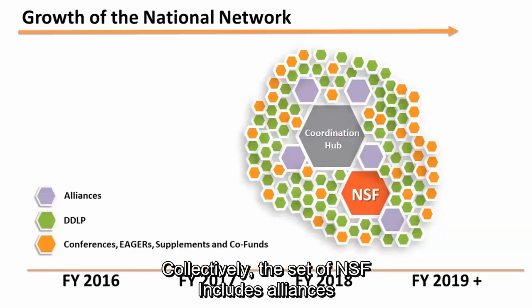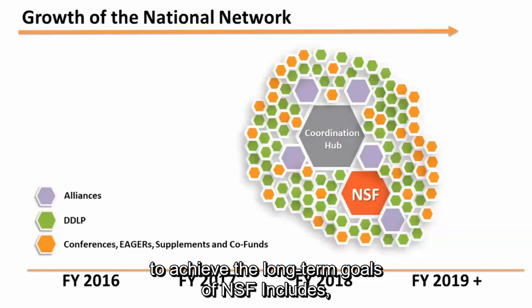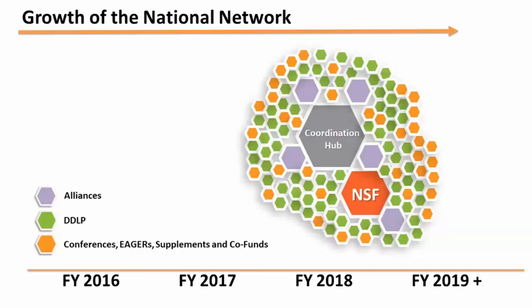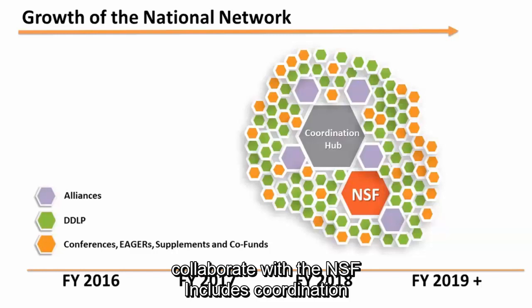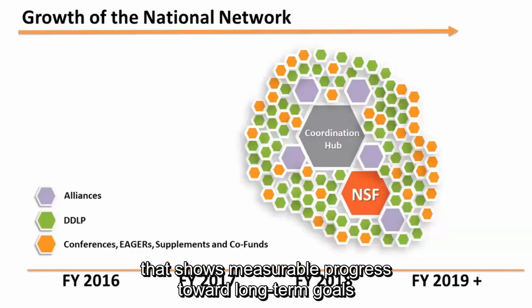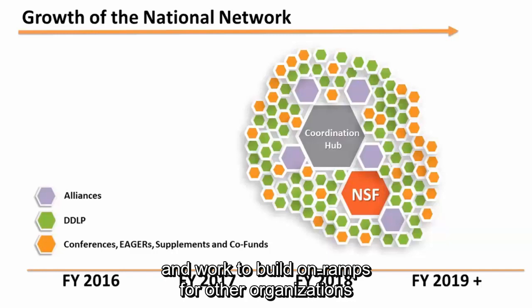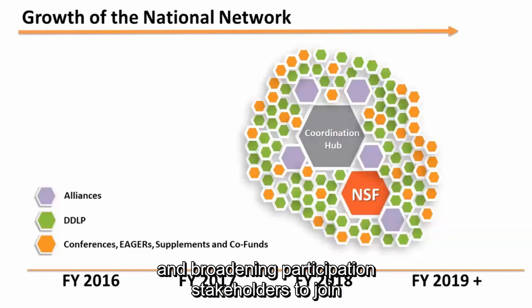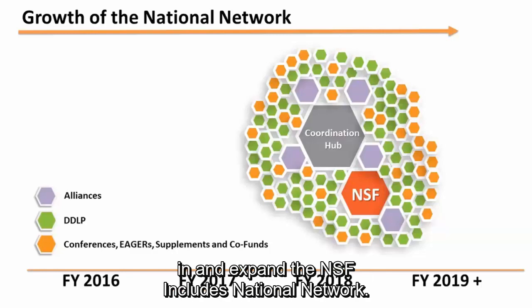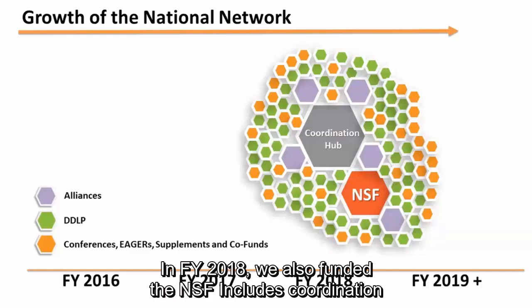Collectively, the set of NSF INCLUDES alliances are to participate in a network of peer alliances to achieve the long-term goals of NSF INCLUDES, collaborate with the NSF INCLUDES Coordination Hub to build critical knowledge that shows measurable progress toward long-term goals, and work to build on-ramps for other organizations and broadening participation stakeholders to join in and expand the NSF INCLUDES National Network.